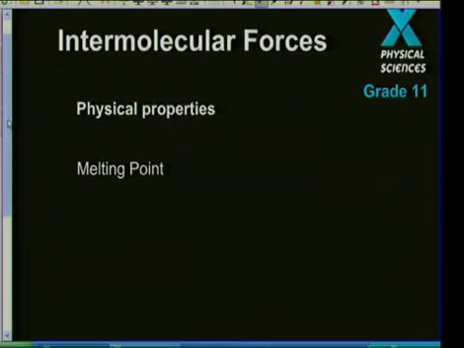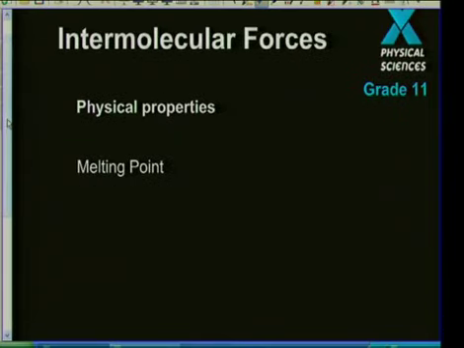So if we looked at ammonia and hydrogen fluoride and some of the organic molecules, when we get an unusually high melting point or boiling point, we can say, reason, intermolecular forces. Okay, hope you've got that. Now, what else can we tell about intermolecular forces? Well, they influence, as I've just said, the melting point.